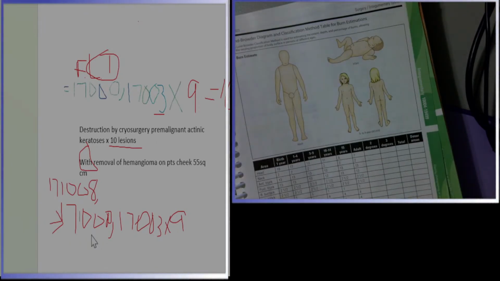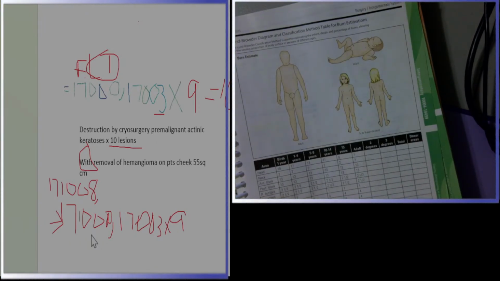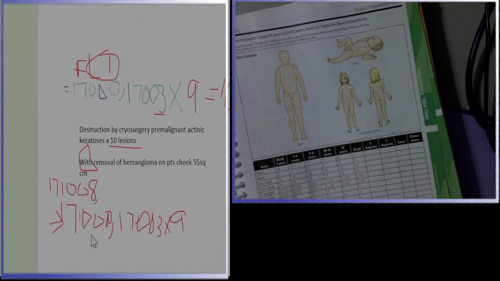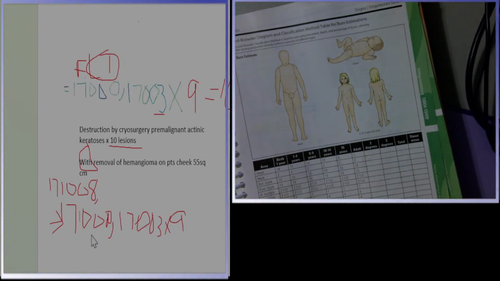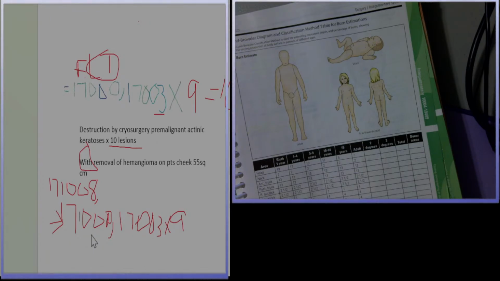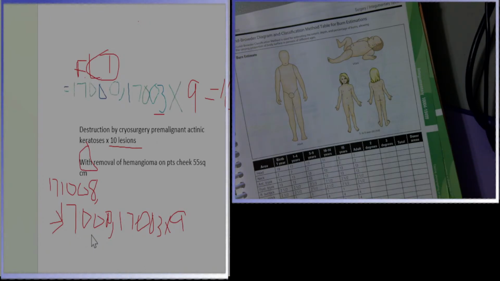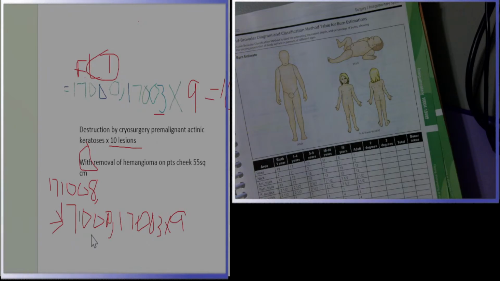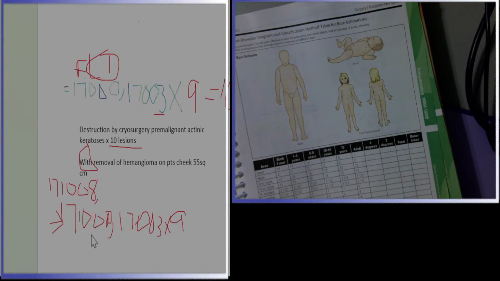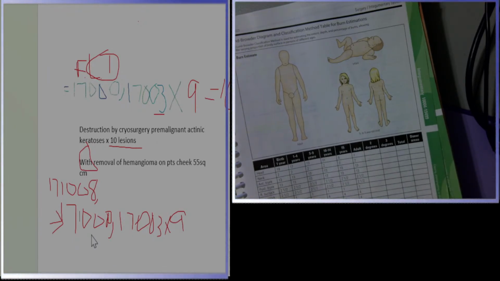If you don't already, underneath your code for 17106, write down all the different versions of what a cutaneous vascular proliferative lesion could be, which are birthmarks.